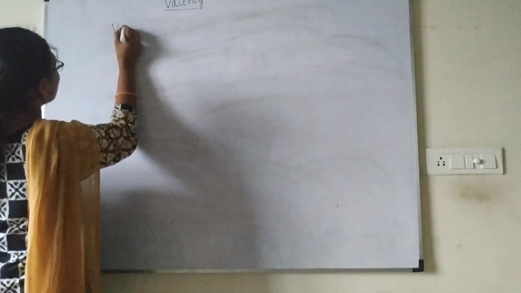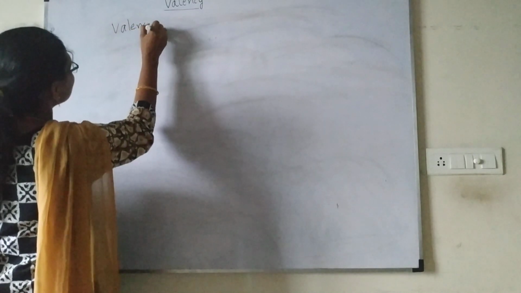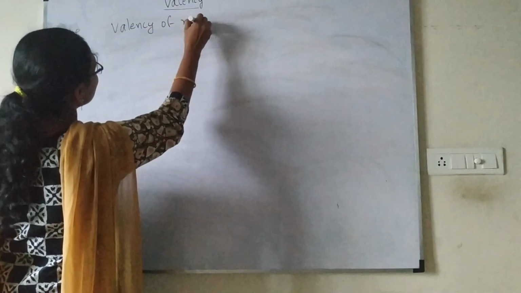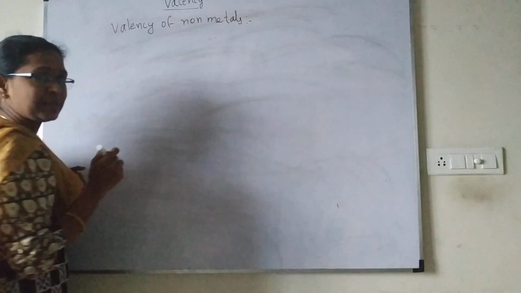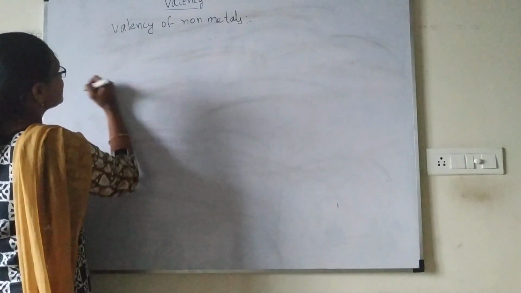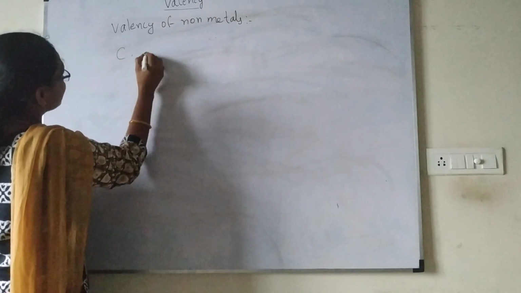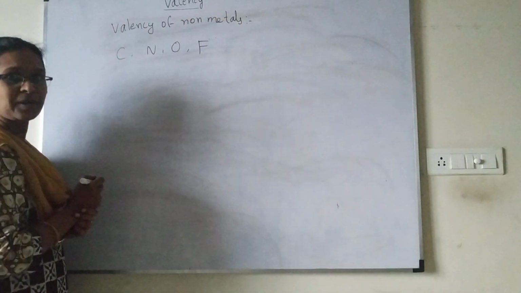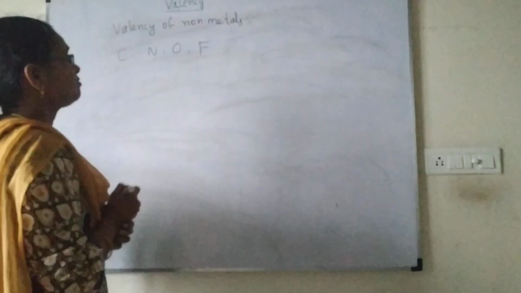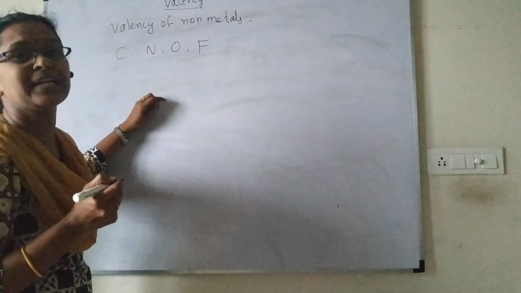Valency of non-metals. So you take here non-metals. For example, I am taking periods here, you see, like carbon, nitrogen, oxygen, fluorine. Okay. Carbon, nitrogen, oxygen, fluorine. This is in the second period elements.